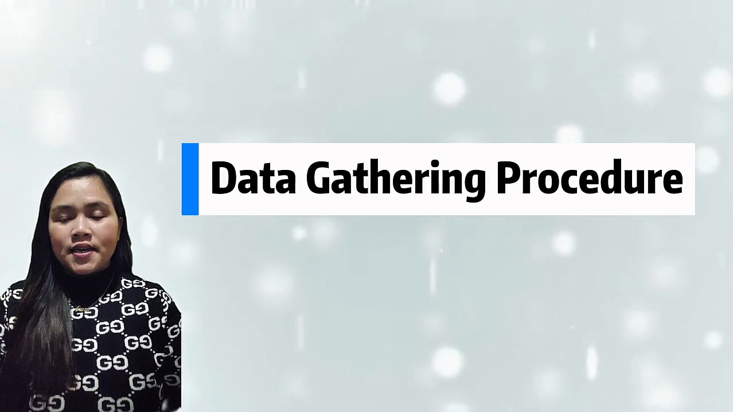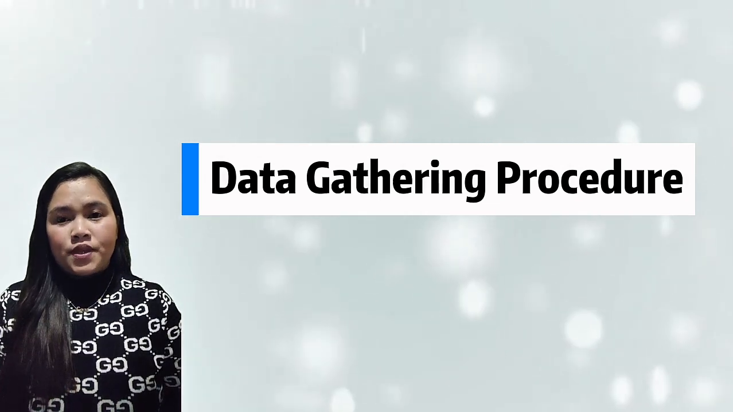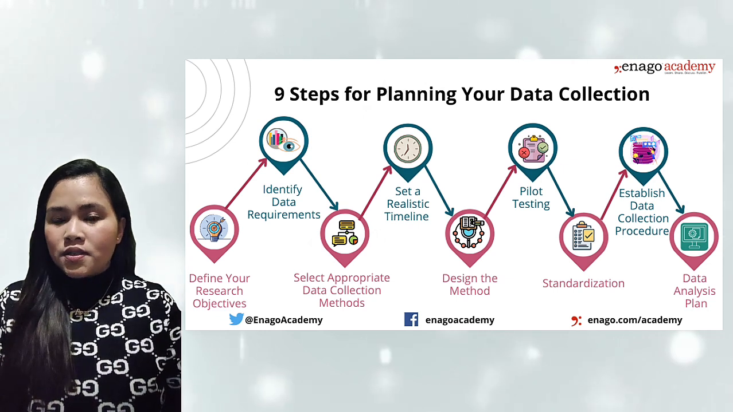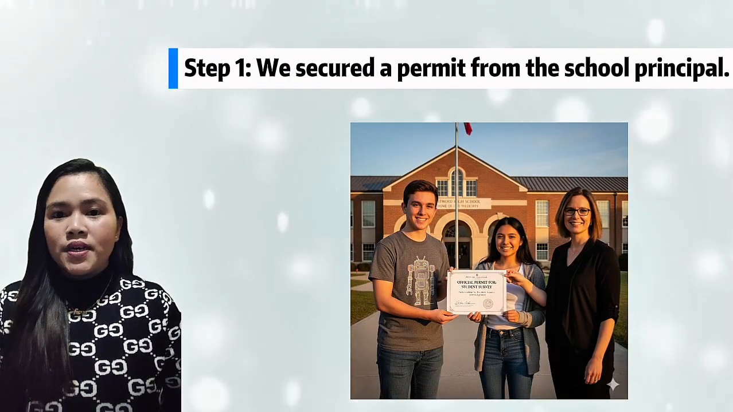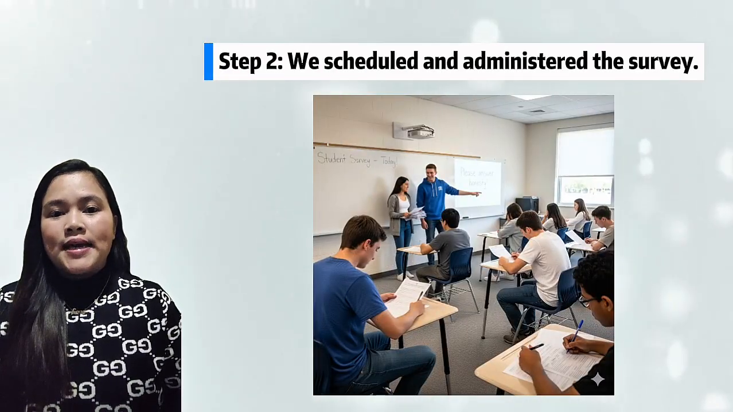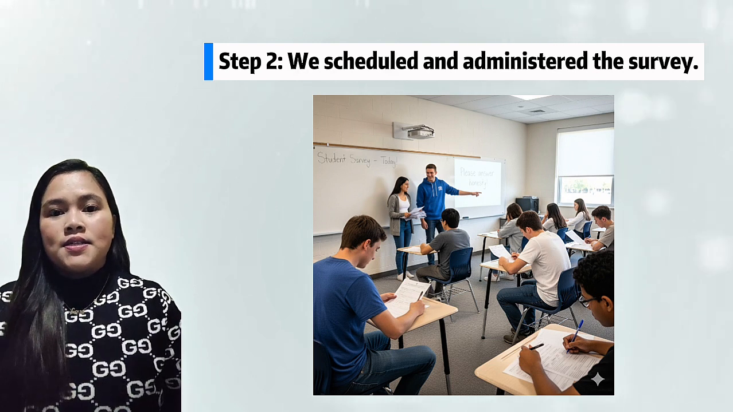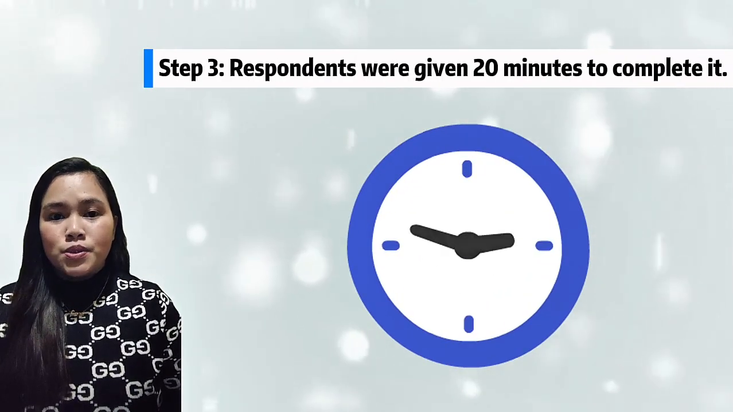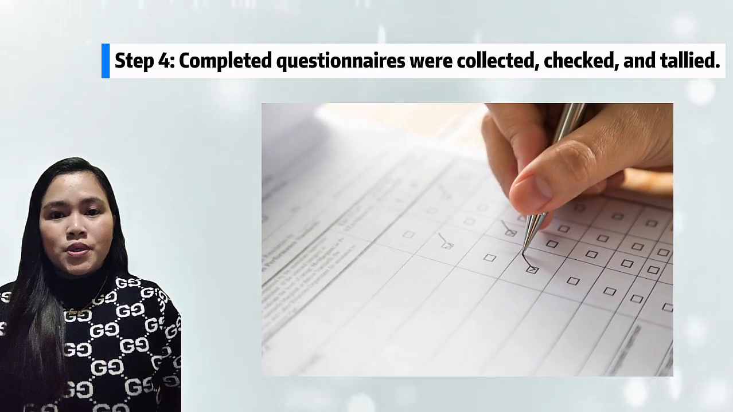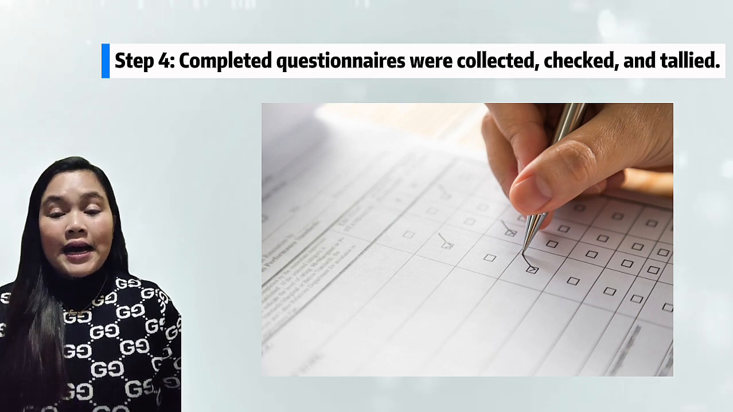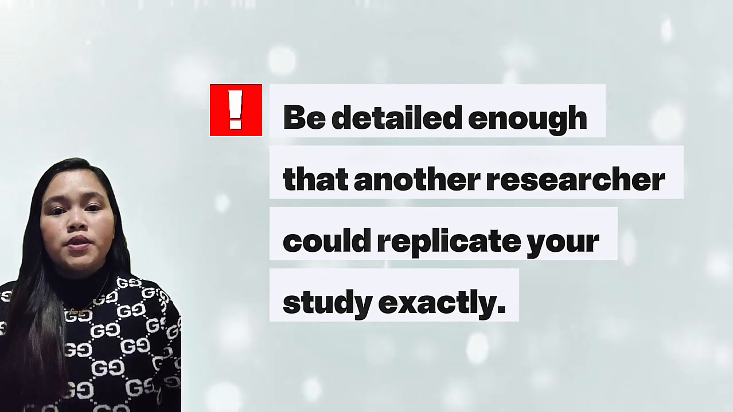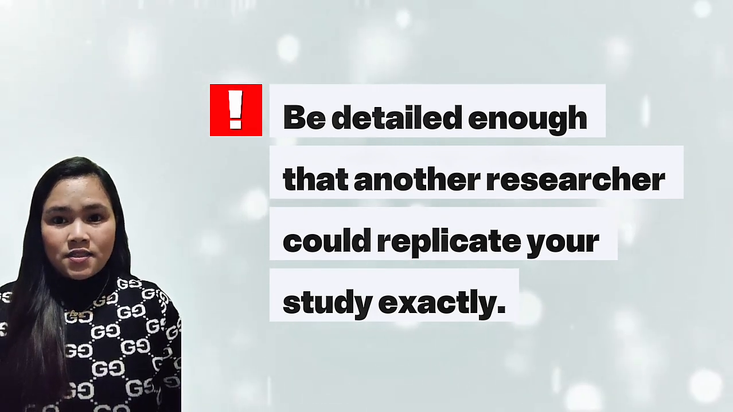Now, outline your data gathering procedure step by step. This is a chronological account of what you did. For example, step 1, we secured a permit from the school principal. Step 2, we scheduled and administered the survey. Step 3, respondents were given 20 minutes to complete it. Step 4, completed questionnaires were collected, checked, and tallied. Be detailed enough that another researcher could replicate your study exactly.